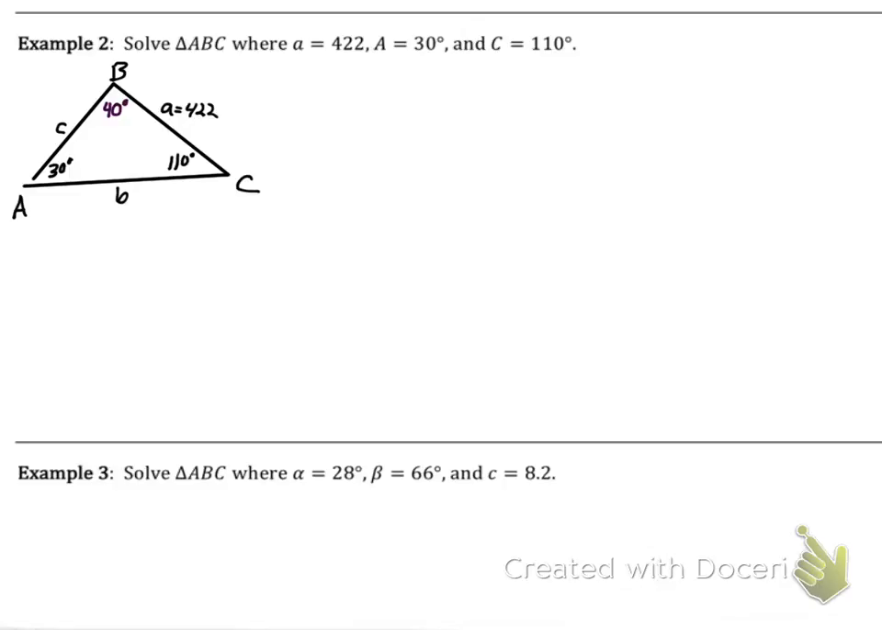Remember I said all you're looking out for is, did I give you two angles and a side? So this one's going to work because it is angle, angle, side, or you could say it's side, angle, angle. It's the same thing. Either it's angle, side, angle, or it's angle, angle, side. So we can do the exact same steps we did in the last one.